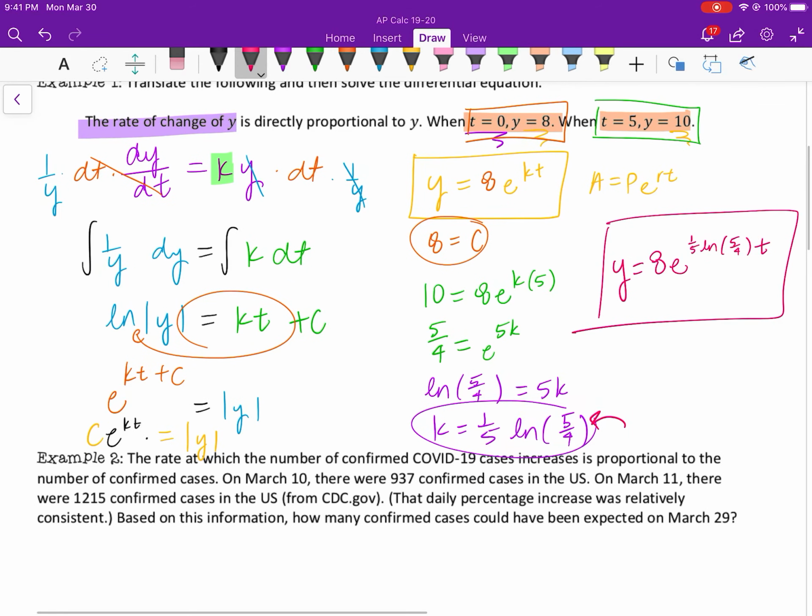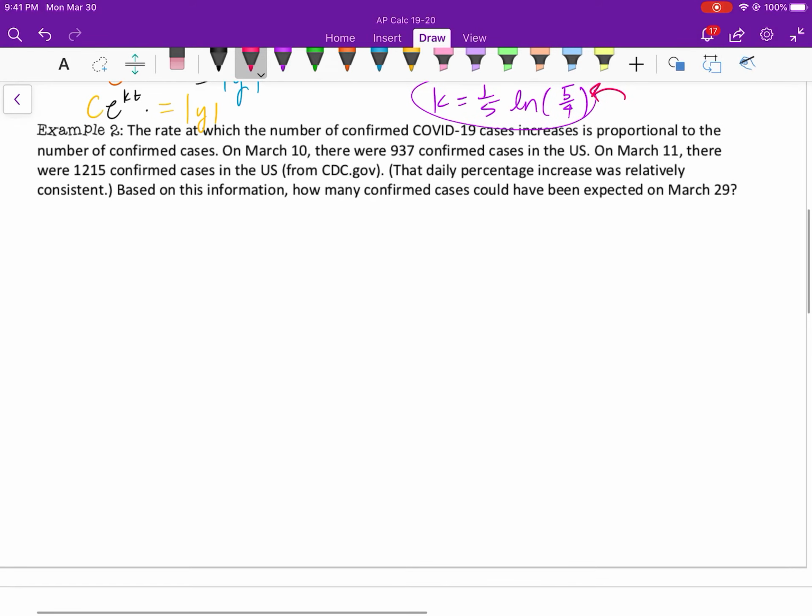Now, the reason this is super important and super pertinent is because this is exactly what's happening with COVID-19. So in example 2, the rate at which the number of confirmed cases increases is proportional to the number of cases. That makes sense, right? If it's a communicable virus, then the more people that have it, the more people they're going to spread it to. So it makes sense that if there are more people that have it, it's going to be spreading faster.